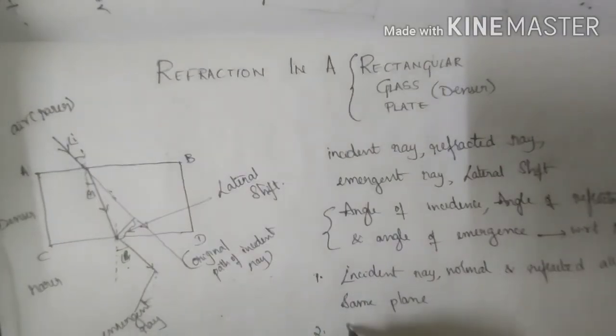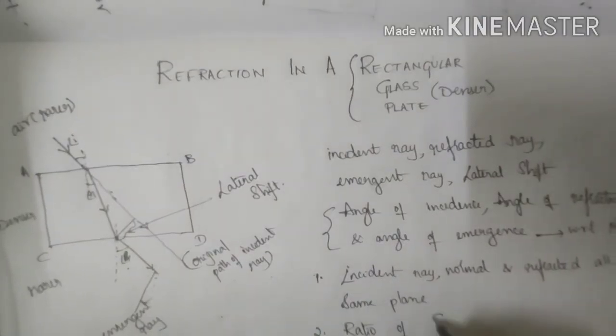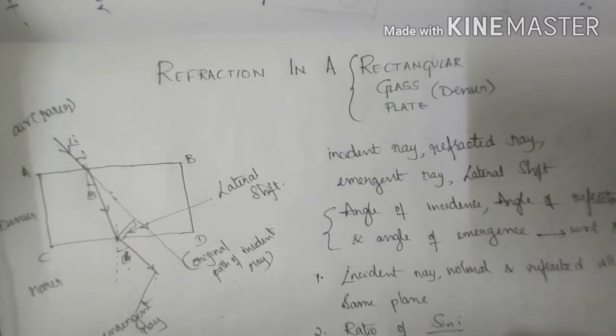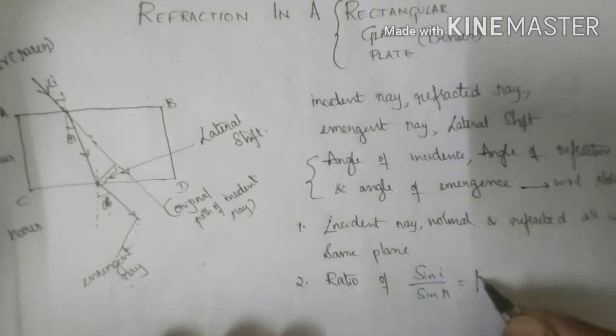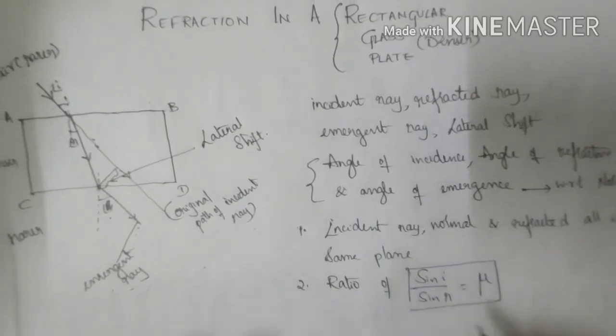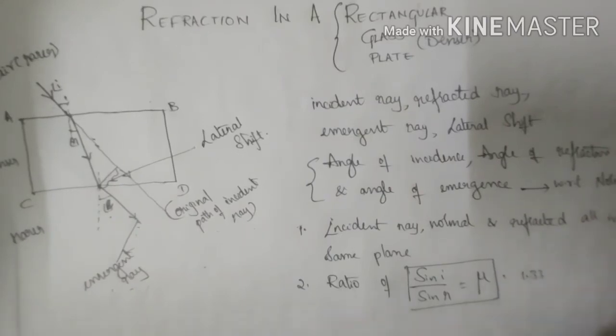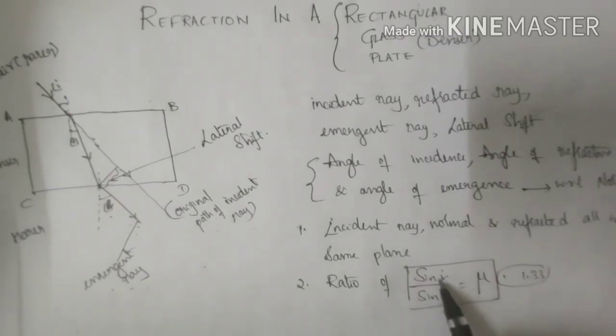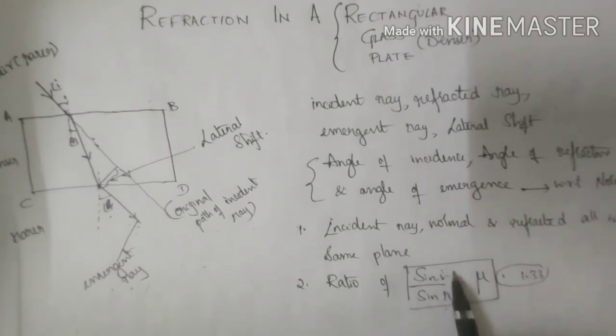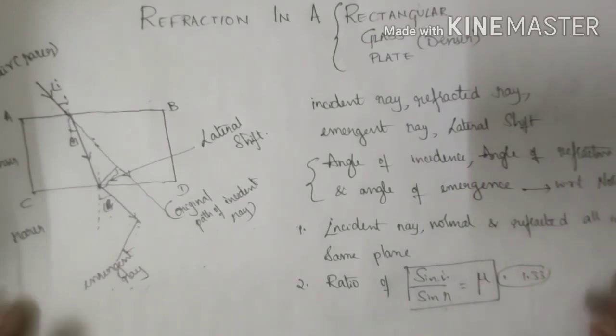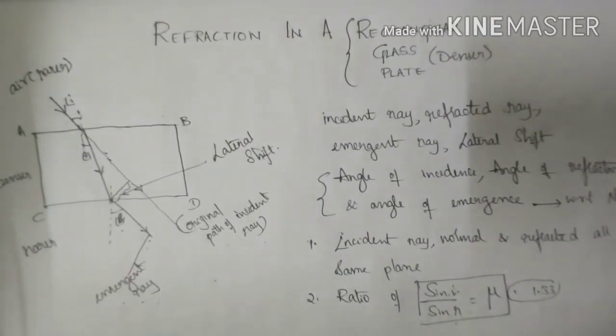And the second one is the ratio of sin i to sin r is always a constant, and we call this constant mu. In the last class, we have seen how mu can be calculated. If you know the value of mu, for glass it is 1.33, then you will be able to calculate either i or r, depending on the problem that they have given. Sometimes they'll give i and ask you to calculate r. Sometimes they'll give you r and ask you to find i. And the third case is they'll give both these values of angles i and r and ask you to find the value of mu. So this is how the refraction will happen in a rectangular glass plate.